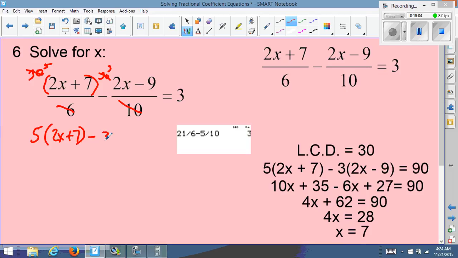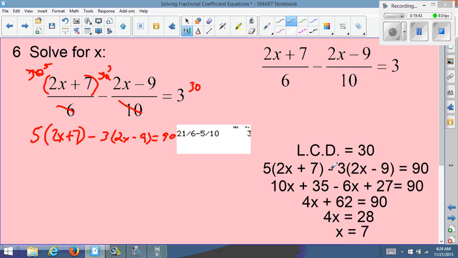Minus 3 times 2x minus 9. And don't forget to multiply everything by the L.C.D. 30 times 3 equals 90. And now it's just a matter of going ahead and solving it. Distribute your 5 to everything on the left side of the minus sign, and then distribute your 3 to everything on the right side of the minus sign. Solve it. Bring your 10x plus 35 minus 6x plus 27.